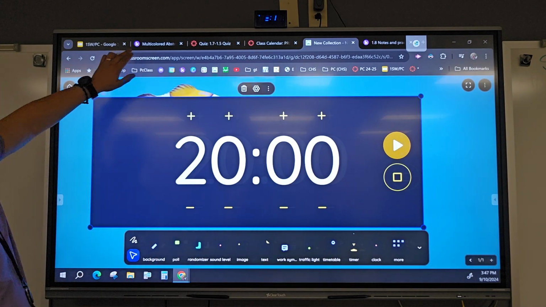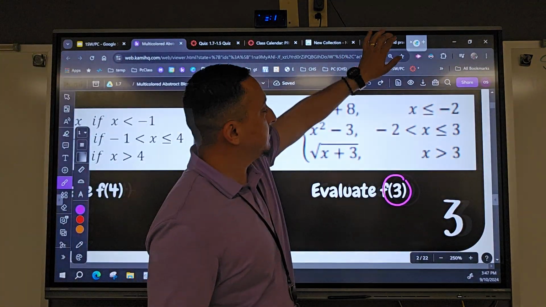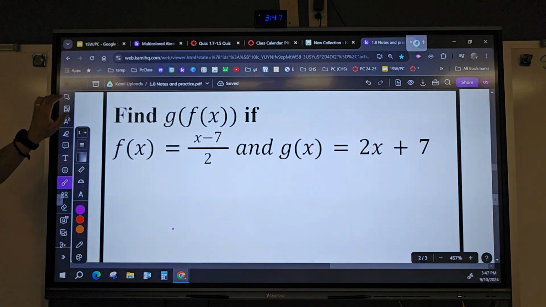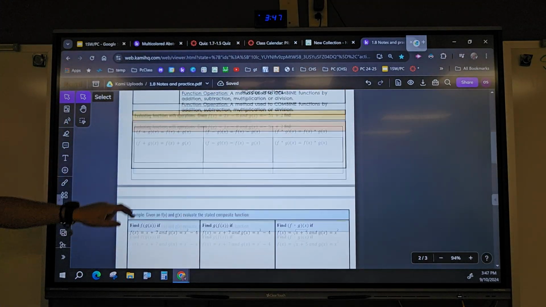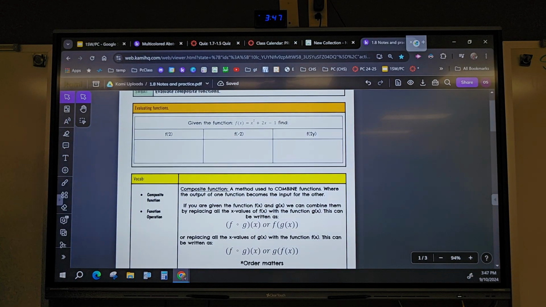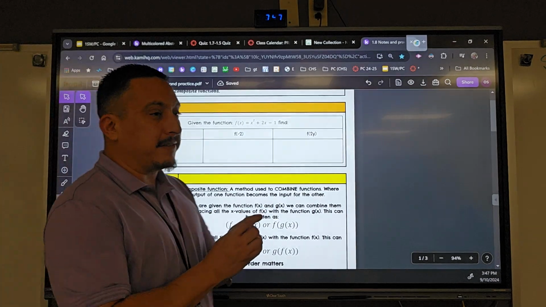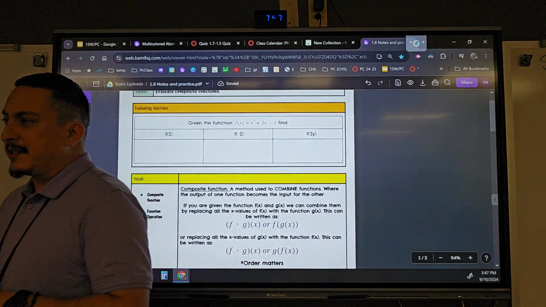So anyway, this one is a big deal, okay? You have not learned composition, they're called compositions. You haven't learned them yet. You didn't learn them in Algebra 2, okay? They used to have them in Algebra 2. I don't know, I guess they moved them, I think.